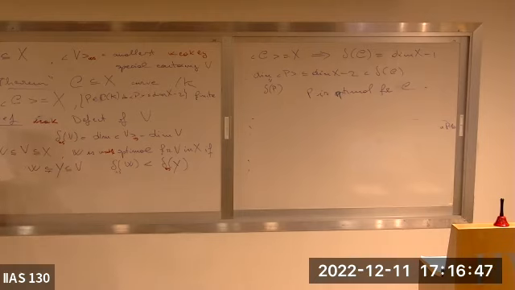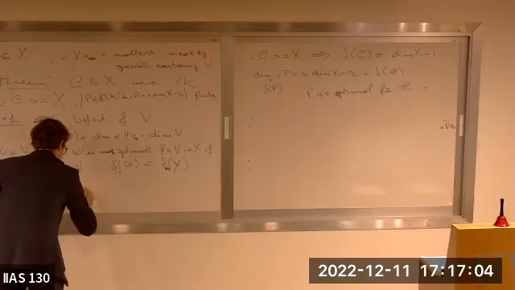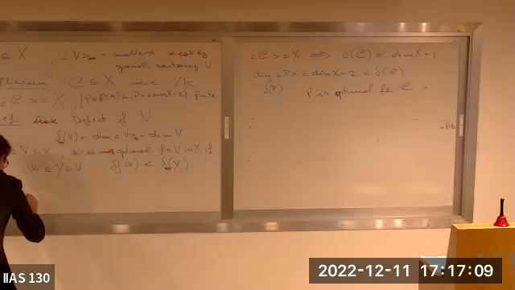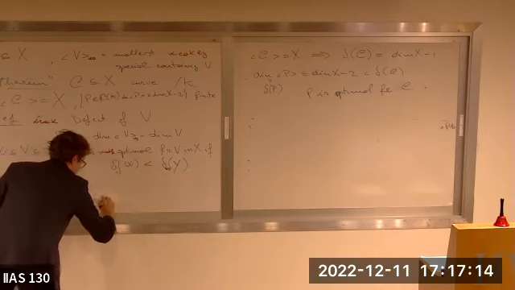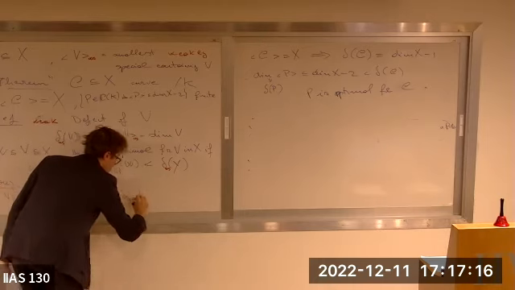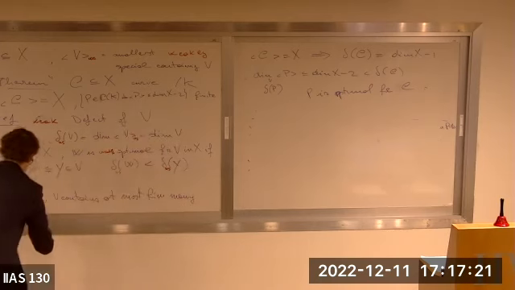Okay, so I want to keep this board. If I start erasing this board, please stop me. So the conjecture then is just a version of Zilber-Pink. So if you have V in X, then V contains at most finitely many optimal subvarieties.